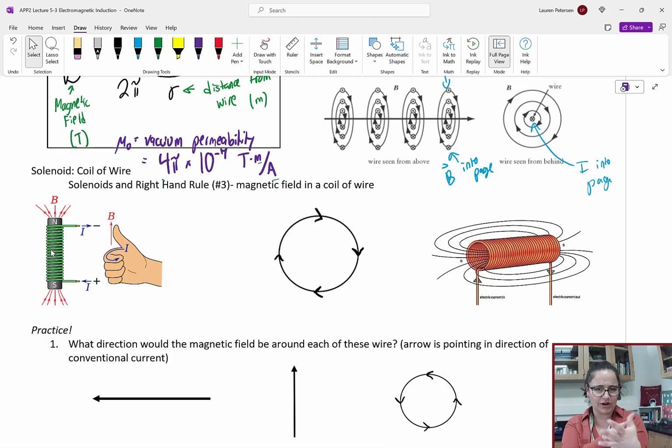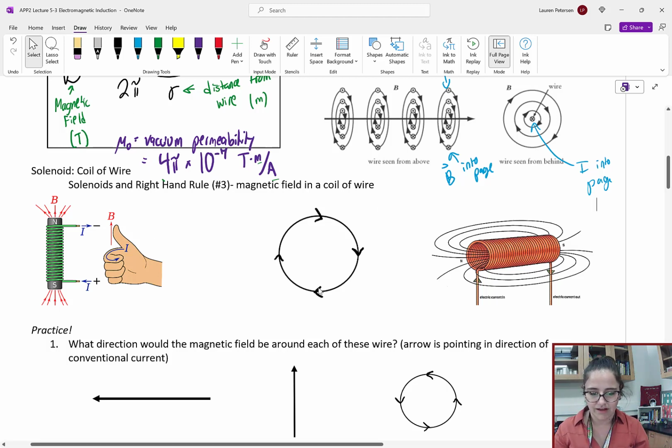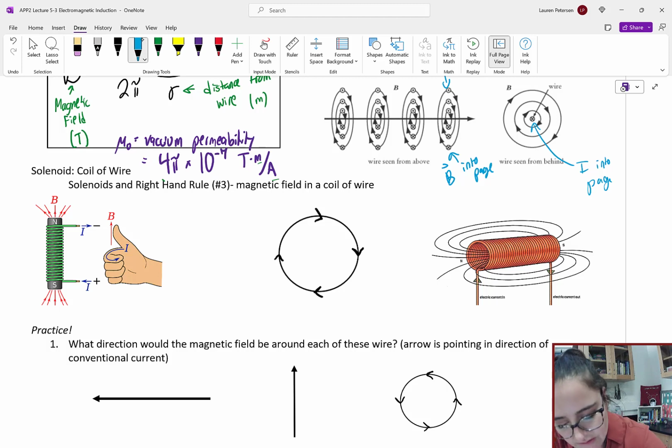We can switch which one our thumb and our hands are. So if we're looking at a coil of wire, we can have our fingers be the current, and our thumb will tell us the direction of the magnetic field. So say we look at this coil of wire. Okay, we can see that our fingers are curling in the right-hand direction, so the magnetic field will be going into the page.